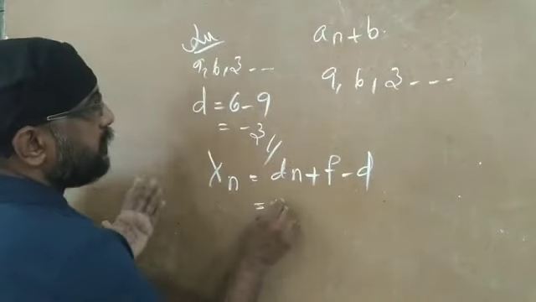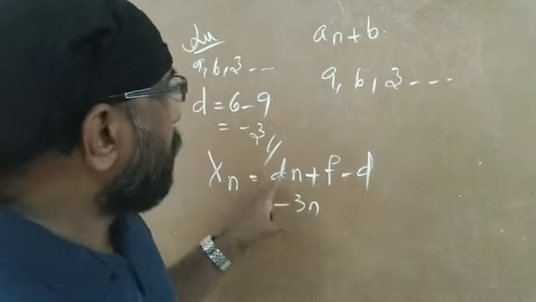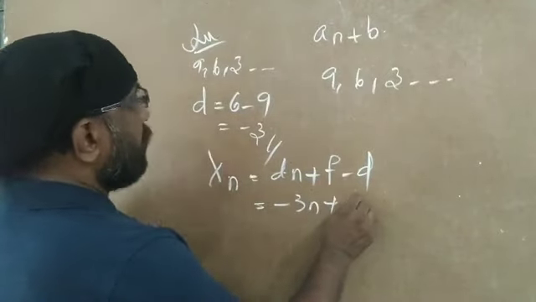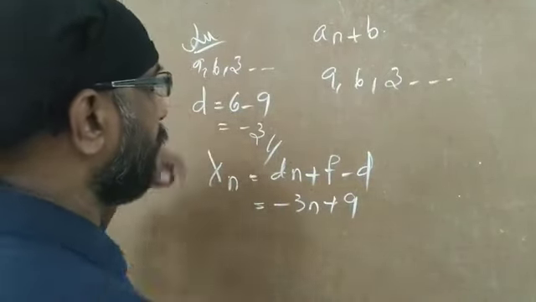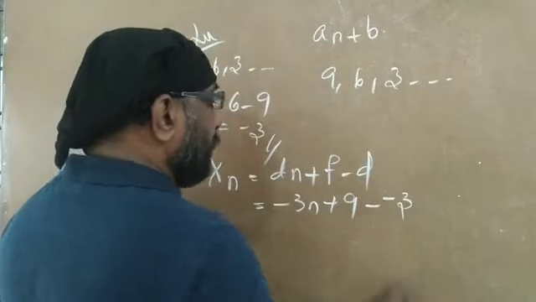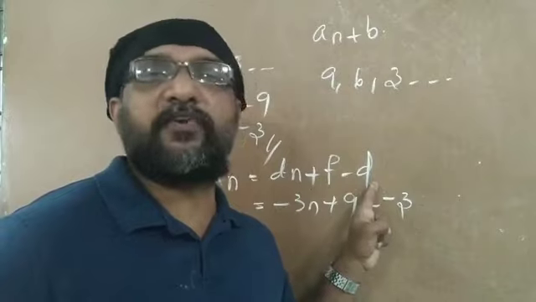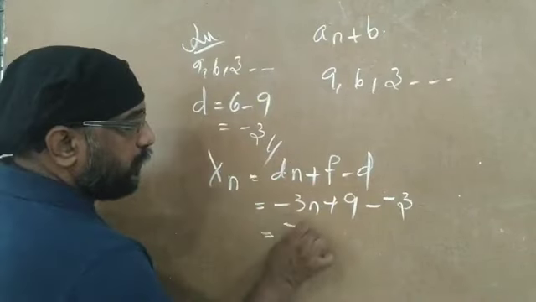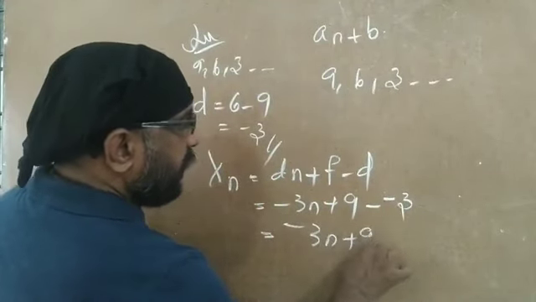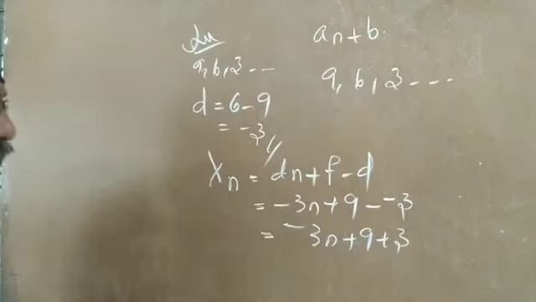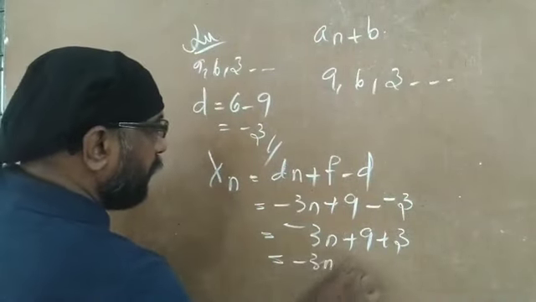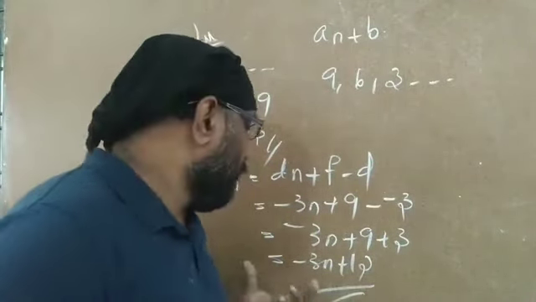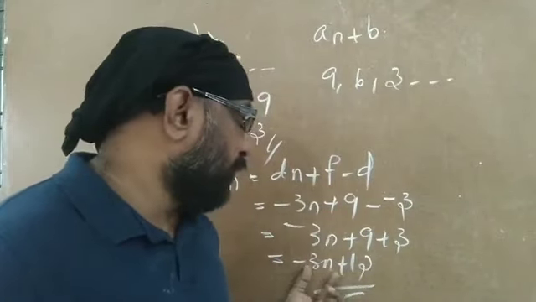So substitute. It is equal to negative 3n. You are simply substituting d and f. d is negative 3, so negative 3n plus first term f, the first term 9, minus d. There is a negative, but the common difference is another negative number. So minus negative 3. It is equal to negative 3n plus 9 plus 3. It is equal to negative 3n plus 12. You have got the algebraic form as negative 3n plus 12.